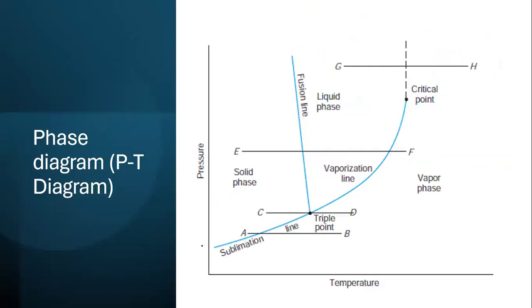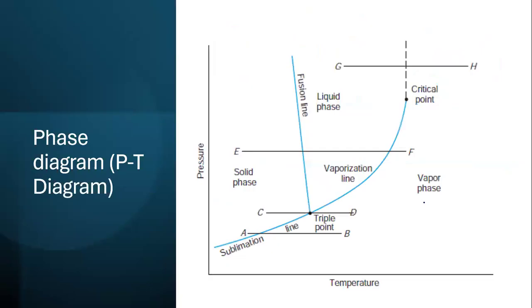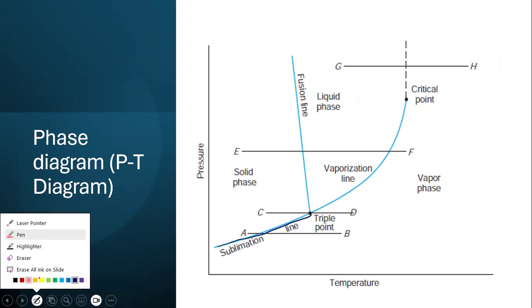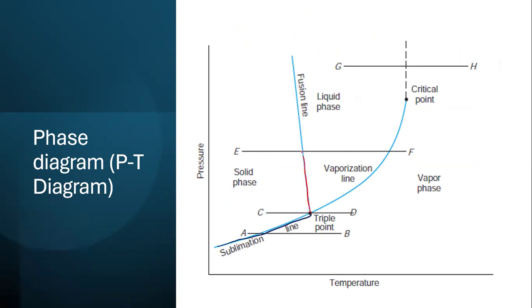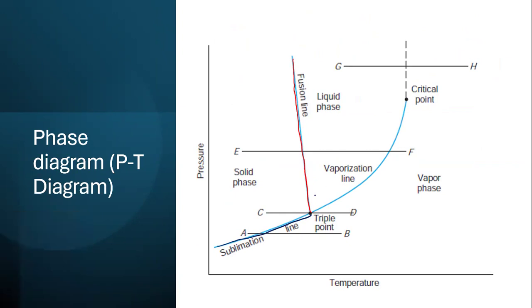So now, having a look at this diagram, we have three curves, just like how I explained here: sublimation, fusion, and vaporization. Here is the sublimation curve, and here is the fusion curve. The remaining curve over there will be our vaporization curve, or vaporization line. So now let us dwell into this graph to understand what is actually taking place.